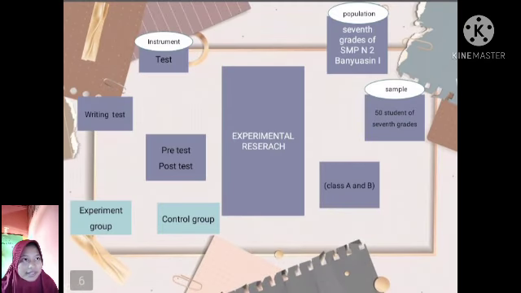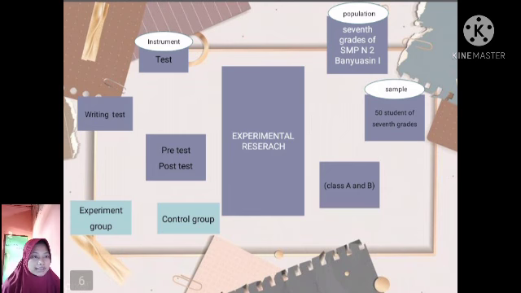And then because it is experimental research, my population is the 7th grades of junior high school number 2 Banyuasin 1, and my sample is 50 students of the 7th grades. It's class A and B. Class A is the experiment group and class B is the control group. The experiment group is a group which is given picture series media, while the control group is a group which is not given picture series for writing.